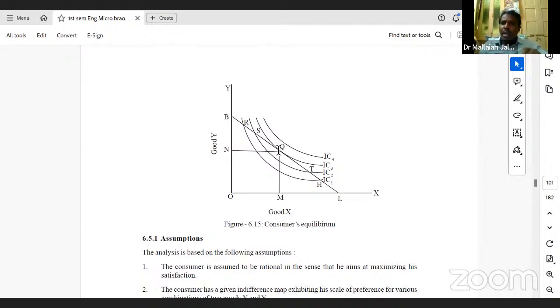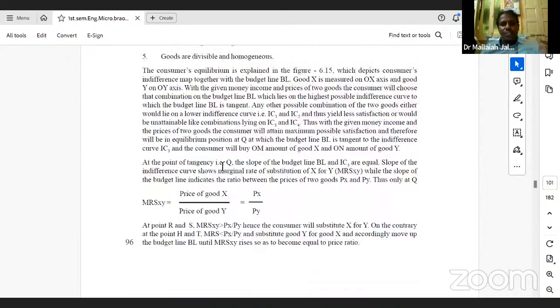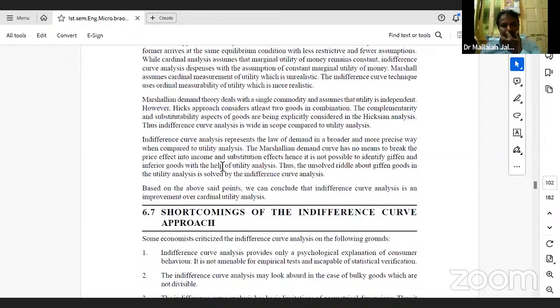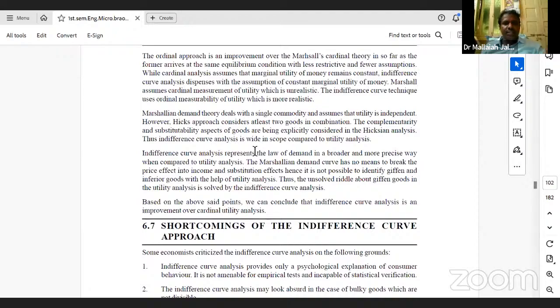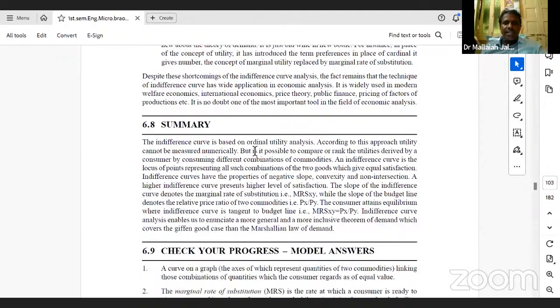So at this point, the consumer gets the maximum level of satisfaction by purchasing OM amount of X commodity and ON amount of Y commodity. With this combination, the consumer gets the maximum level of satisfaction. I think this is clear.